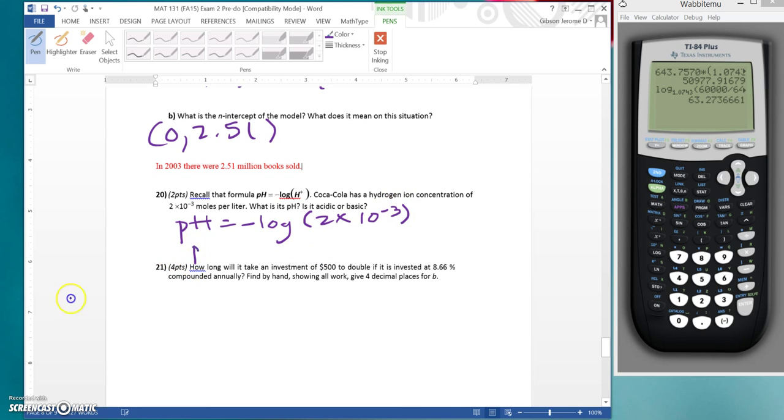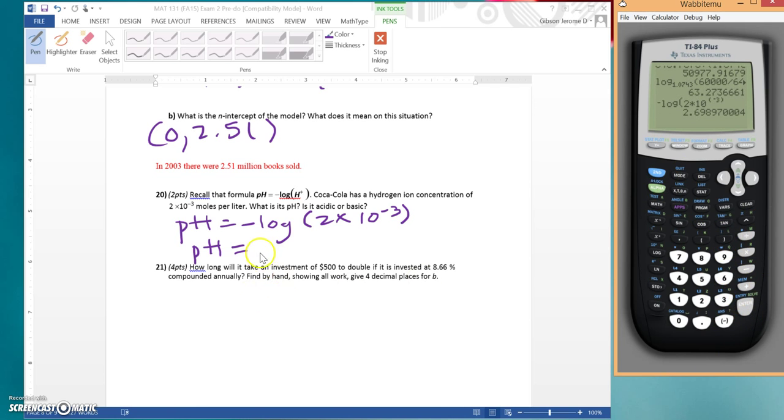Now, we will have our pH still equal to a negative log. Actually, we could put this in a calculator. So we go here to the calculator. We would type in a negative log, then in parentheses, we have 2 times 10 to the negative 3 power.